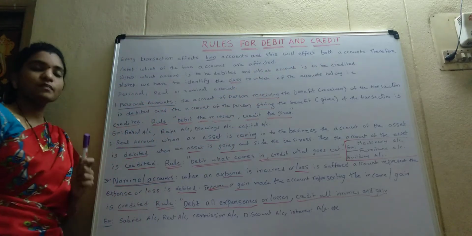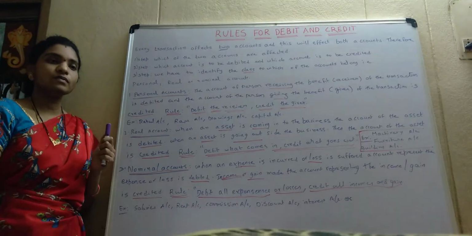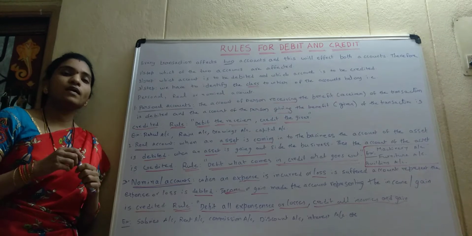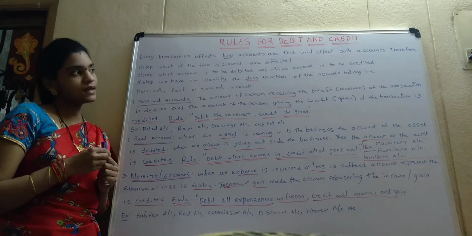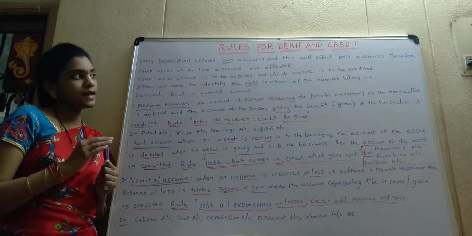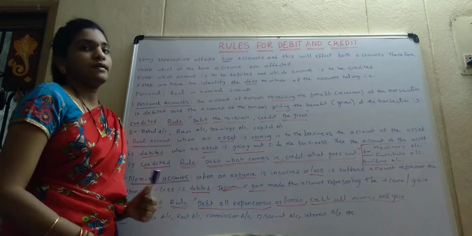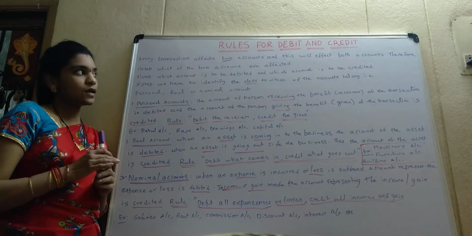For example, if you buy a pen, what will go out from you? Cash. And what will come to you? A pen. Like that, there are two effects. Two accounts are affected. It means the cash account and the purchases or pen account.